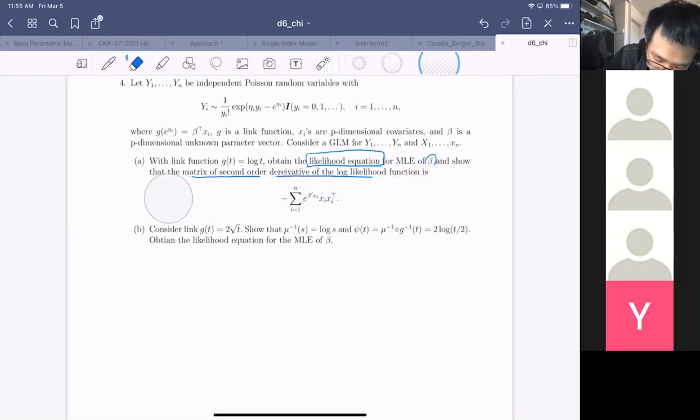Yeah. So usually we say the likelihood equation, we use the log likelihood.